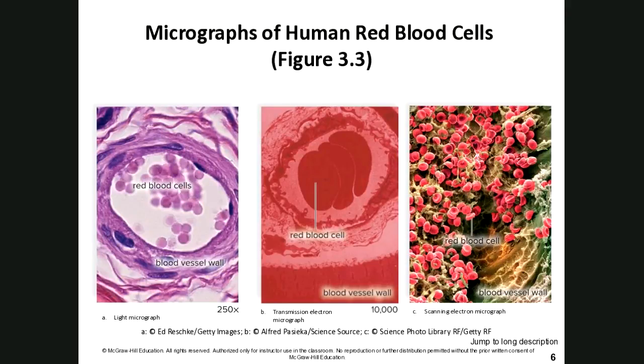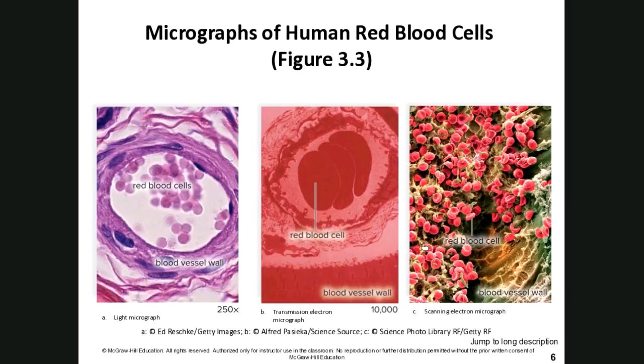So we have a light microscope picture of it, and you see these little guys here. They're little flattened donut shapes. If we use a transmission electron microscope, which has a higher resolving power and a higher magnification, we can see the outside of these cells a little bit more defined. And you can see the inside of the red blood vessel much better as well. And then we have scanning electron micrographs. So you can clearly see that depending on the type of microscope you use, you're going to have a different picture.